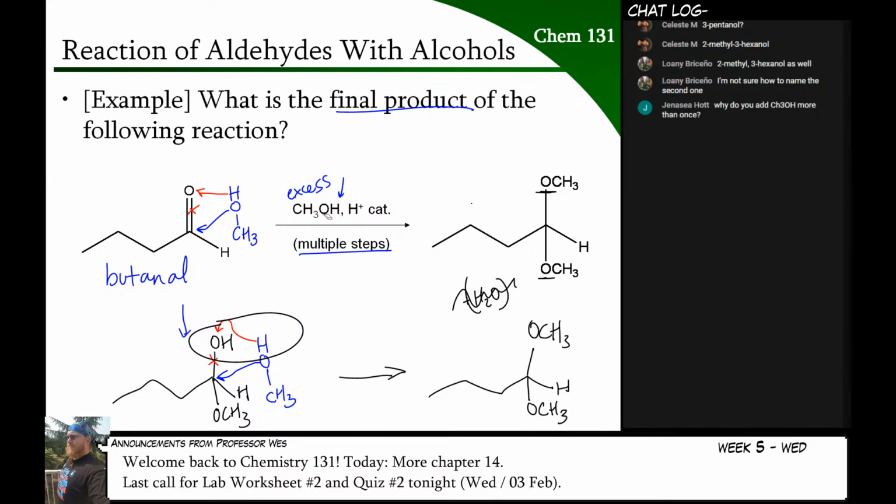So because it says multiple steps, this is the primary way I'm trying to indicate this. I want you to do first the hemiacetal and then the acetal.